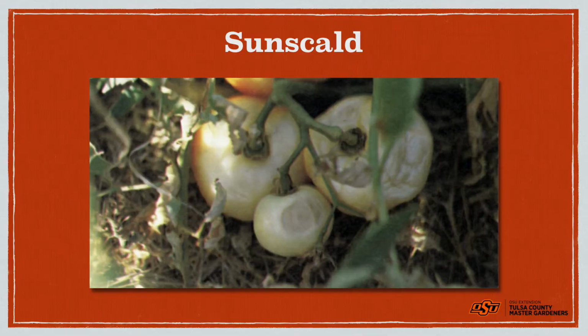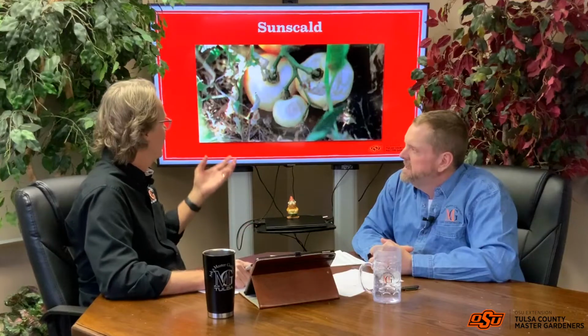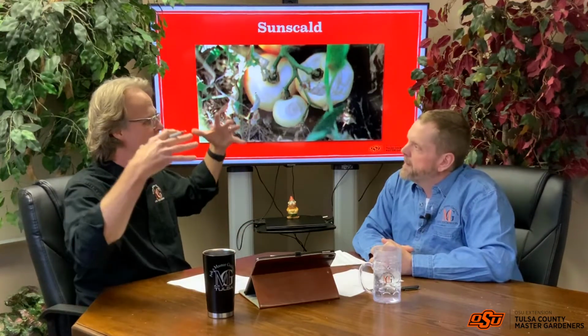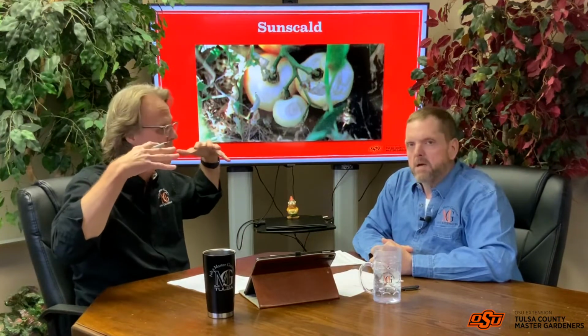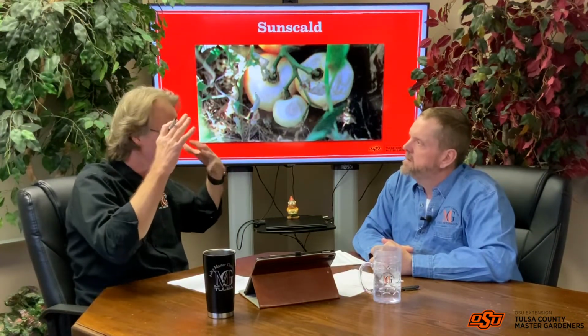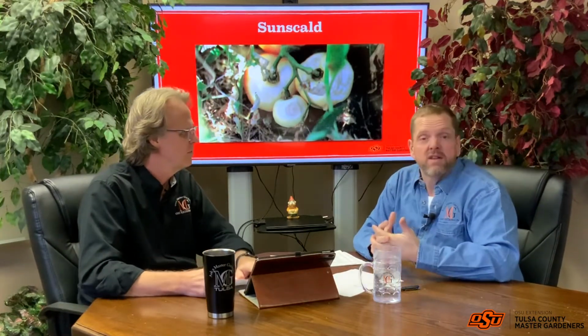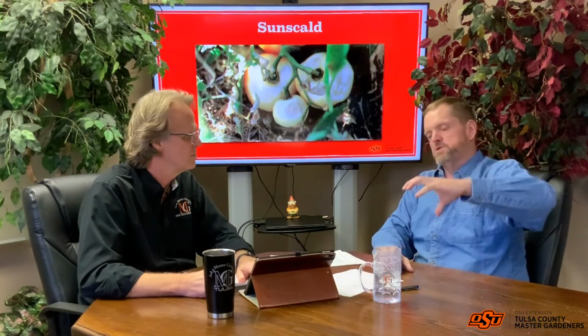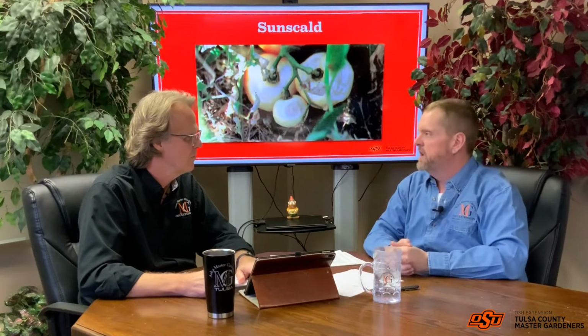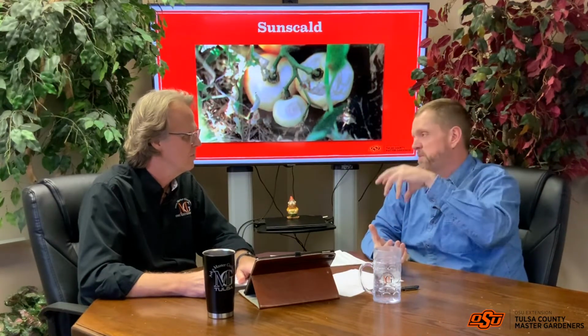Next up, we've got sun scald, and this one, unless you can block out the sun, there's not a whole lot you can do. It's direct sunlight, either because your plant's not robust enough or it's not getting a lot of cover from the leaves. So that July and August sun is hitting them and just melting, burning the top of that fruit. And it's usually going to be at the top, and you'll see this really quick because it's exposed.